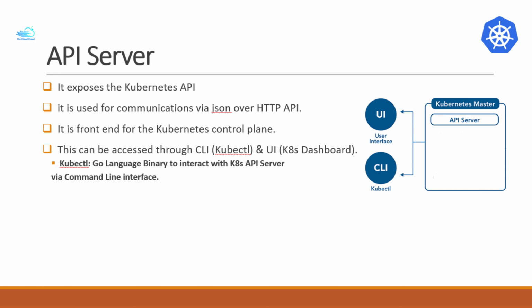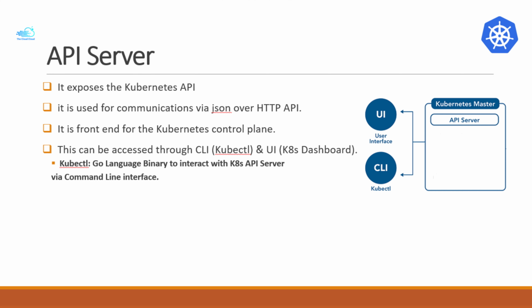So let's start from API server first. It is like the brain of Kubernetes. API server is used for communication between different other components in Kubernetes using JSON over HTTP API. API server exposes API for almost every operation in Kubernetes. There are two ways to interact with these APIs. There is a command line interface, which is called kubectl, and you can configure a UI interface, that is Kubernetes dashboard.